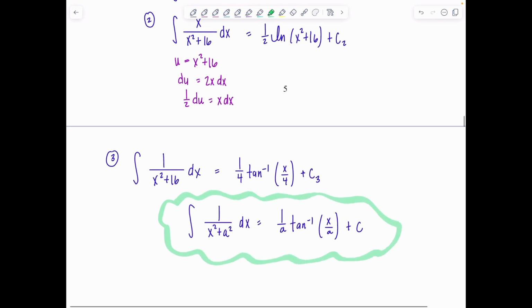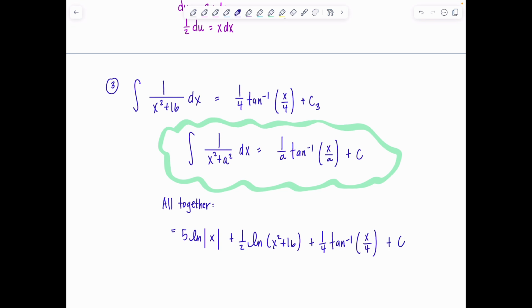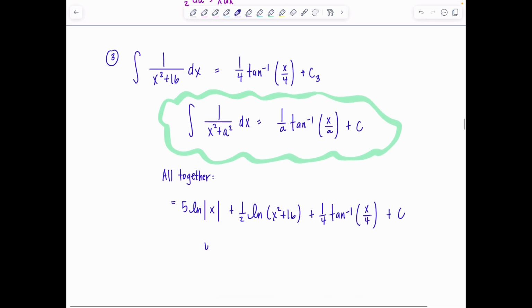So then we can put everything all together. We have 5 natural log, you do need the absolute value on this x, plus 1/2 ln of x squared plus 16, and then plus 1/4 tan inverse x over 4 plus c, and then I'm going to say where c equals c1 plus c2 plus c3.